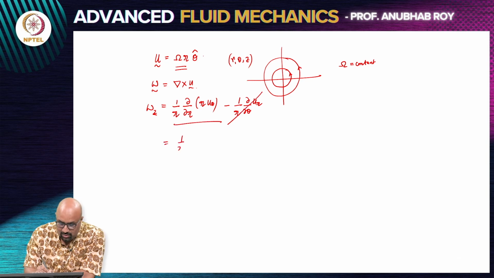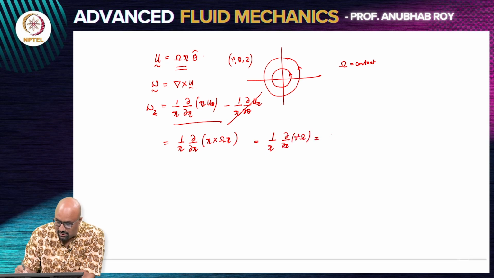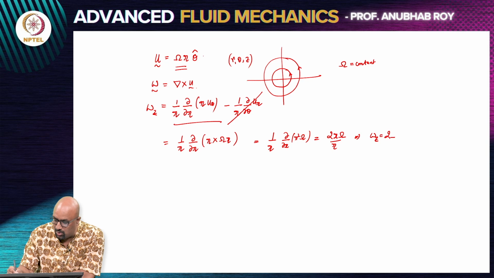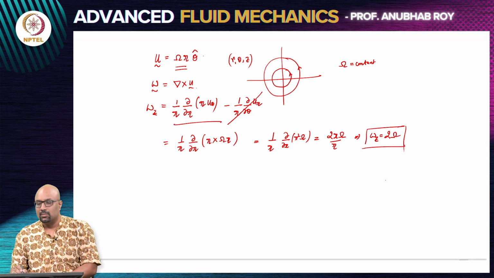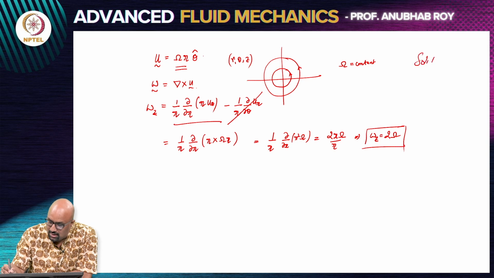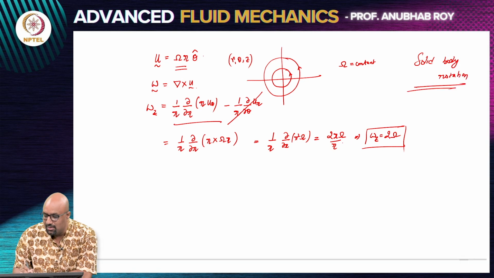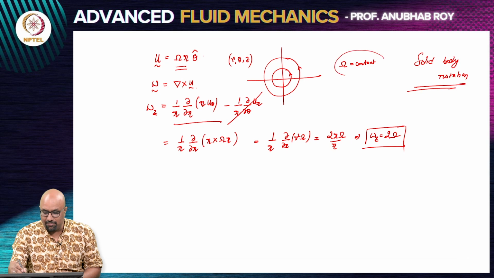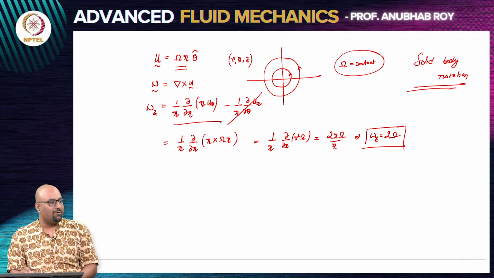And so, if I now substitute this, I have 1 by r dou r of r times omega r as the velocity. If you simplify this, dou r of r square omega, omega is a constant. So, I have 2 r omega by r, or omega z is equal to 2 omega. This is what is known as a solid body rotation. As you might have guessed, this is a solid body rotation already from the fact that the angular velocity anywhere in the fluid is a constant. Everything is moving with a constant angular velocity.